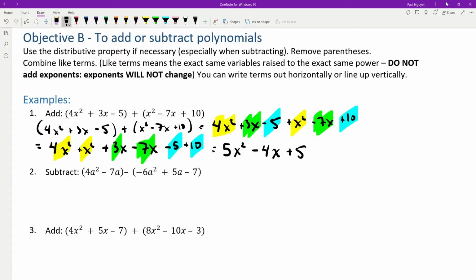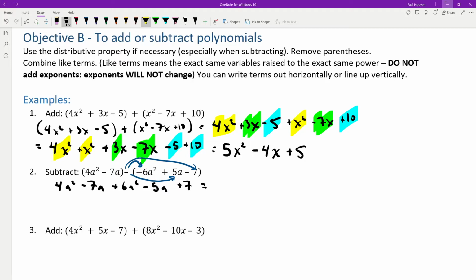In example 2, we're subtracting. And when you're subtracting, you want to make sure, when you're getting rid of these parentheses, to distribute. So the things at the front stay the same: 4a squared minus 7a. And then I distribute this negative. This negative times this negative gives me a positive 6a squared. This negative times this positive 5a becomes a negative 5a. And then this negative times the last one would be positive 7. So you distribute that negative, and it changes the signs of all of these. If there was a number, you'd multiply.